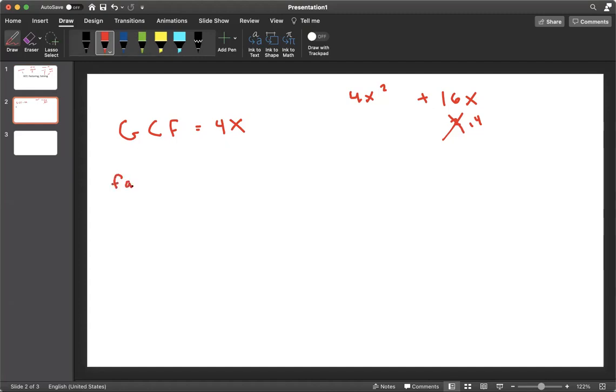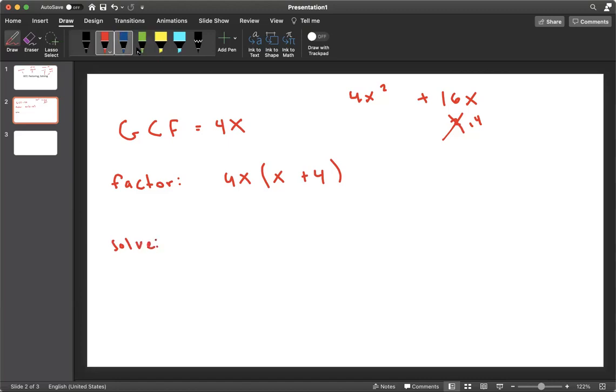Then what if we had to factor? So if we factor this, we would start with our GCF, and what we would have left would be x plus 4. We are thinking 4x times what number gives me 4x squared, and 4x times what number gives me 16x.